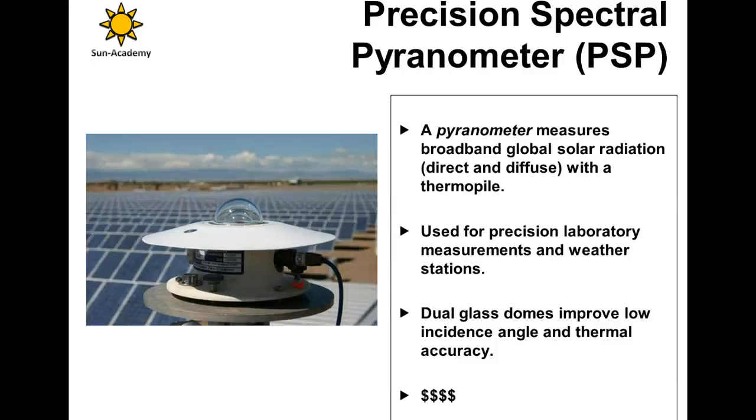A precision spectral pyranometer. This pyranometer measures a broad band of global solar radiation, direct and diffuse, with a thermopile. It is used for precision laboratory measurements and weather stations. Dual glass domes improve low incidence angle and thermal accuracy. This is an expensive item.